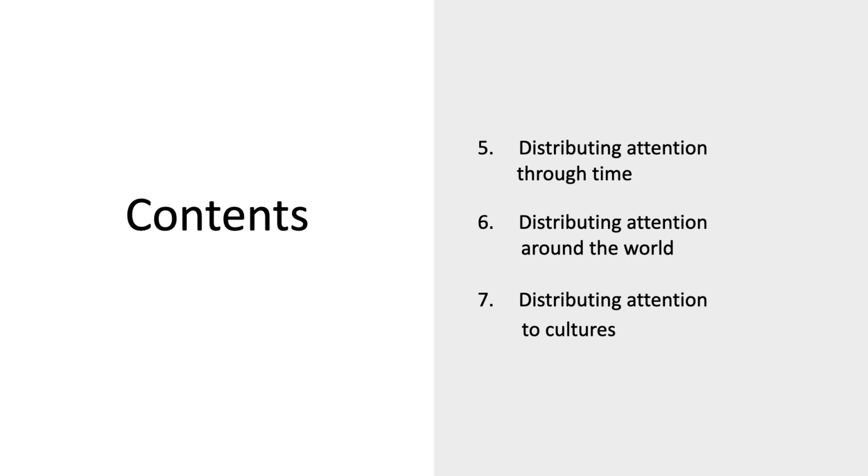The next topic is trying to distribute attention evenly around the world, trying to be fair by geographic area, for example. And the last one is distributing attention by culture, which means basically that if a culture is equally complex to another one, it should have the same amount of time given to it.